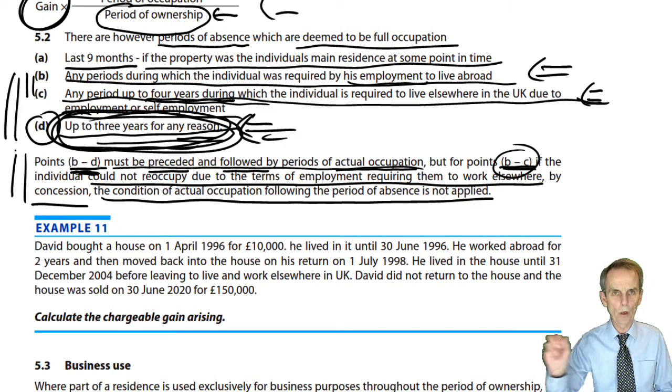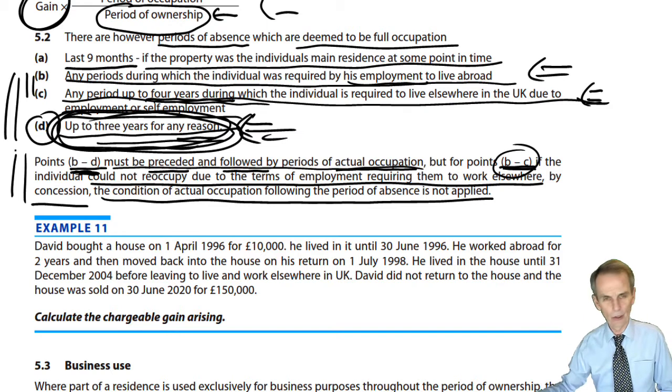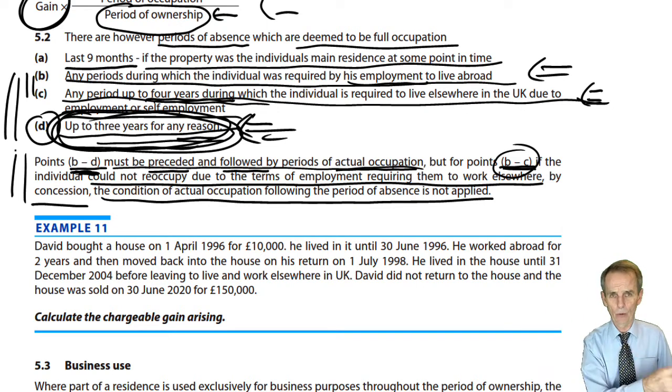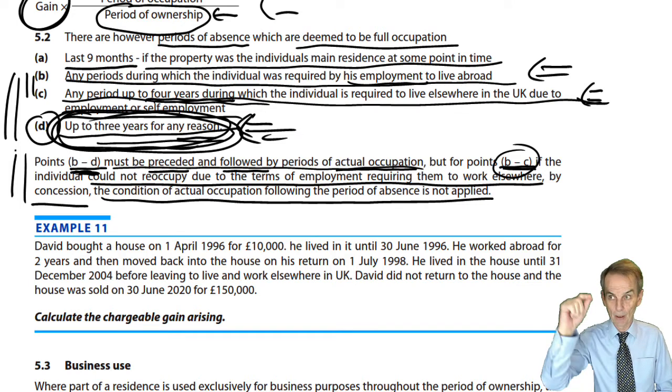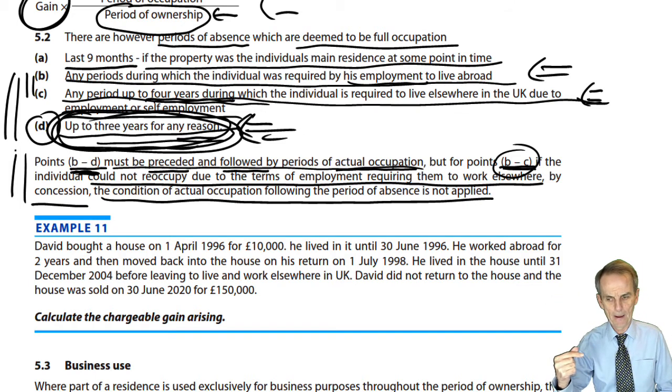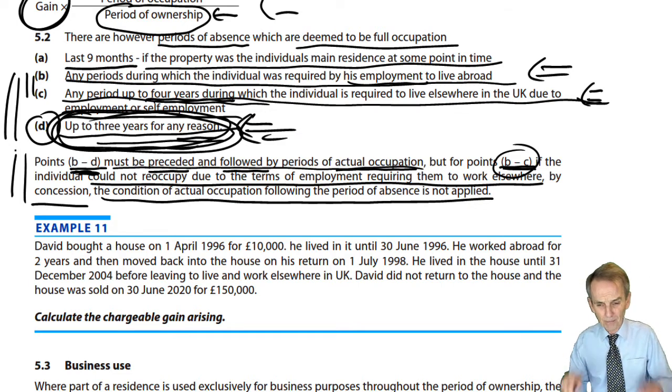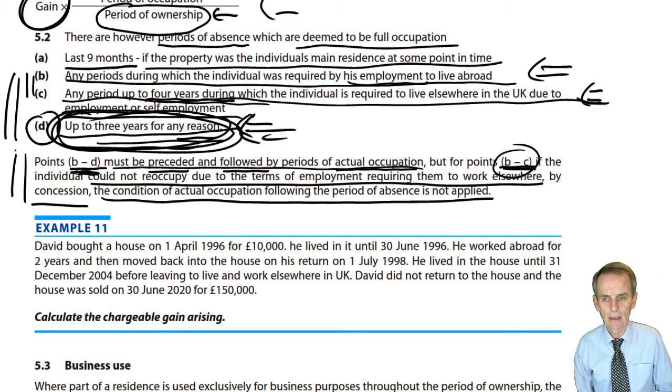For the employment ones, if I'm still working overseas or in the UK, I don't have to leave that work. No, that's fine. I'll still get those deemed occupation periods in points B and C. But if I'm reliant here on point D, the 3 years for any reason, then that will require actual occupation to take place prior to a sale.